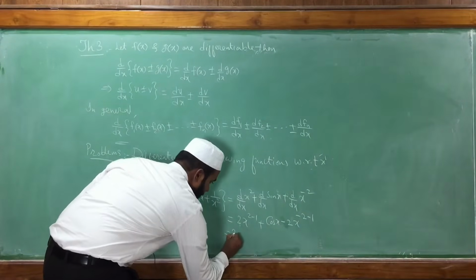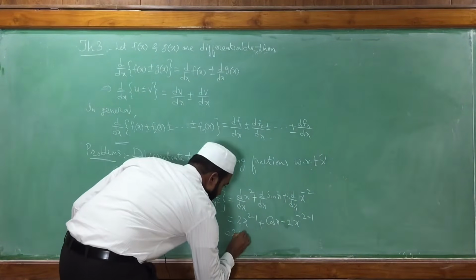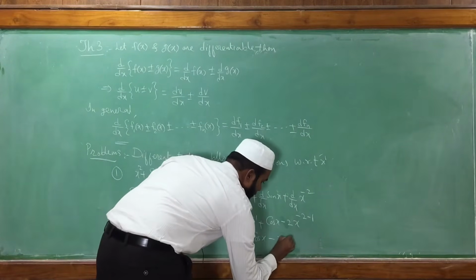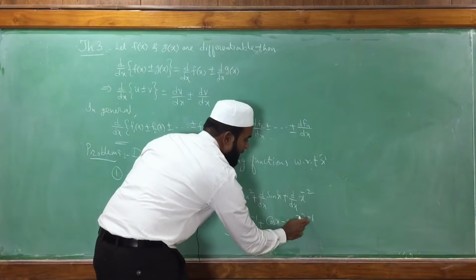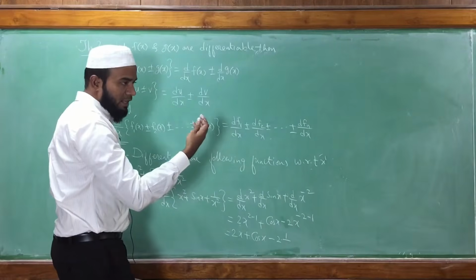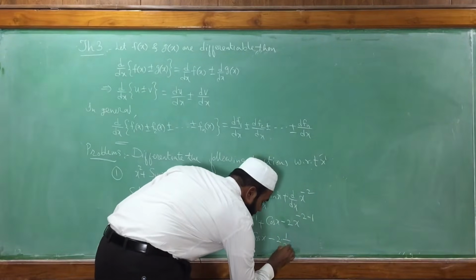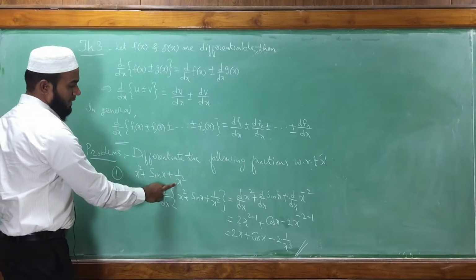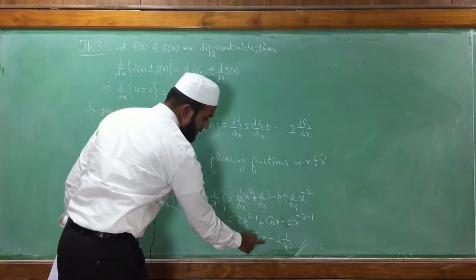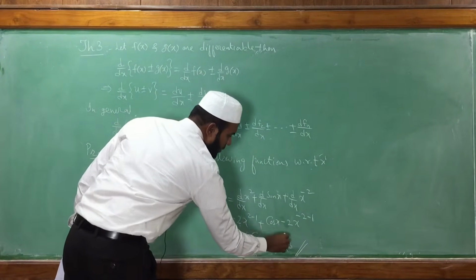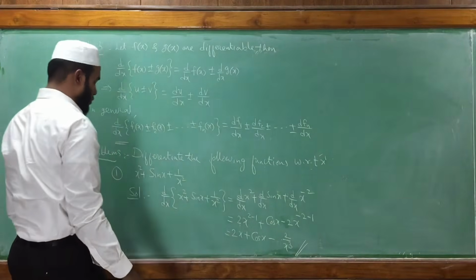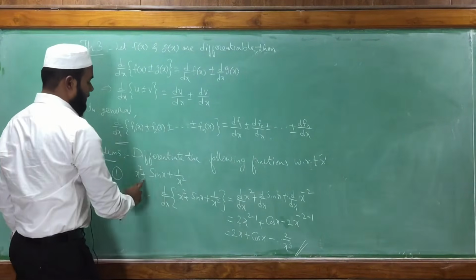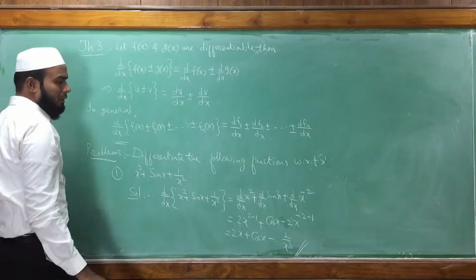Further we can simplify this. 2 into x power 2 minus 1 is nothing but 2x, plus cos x, minus 2 into 1 by x power minus 2 minus 1 is nothing but x power minus 3. If you take that x power minus 3 in the denominator, that will become x power 3. So the derivative of x square plus sin x plus 1 by x square is nothing but 2x plus cos x minus 2 by x cube, right. So we have used this rule now. Because the given function was in addition form, we have used this rule, right.